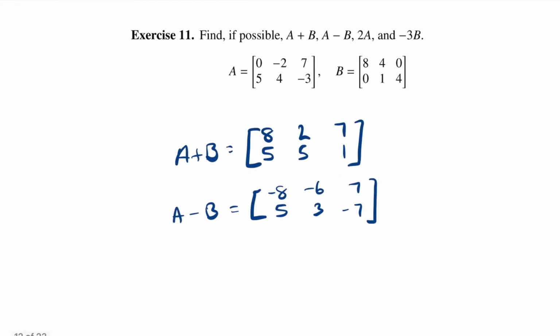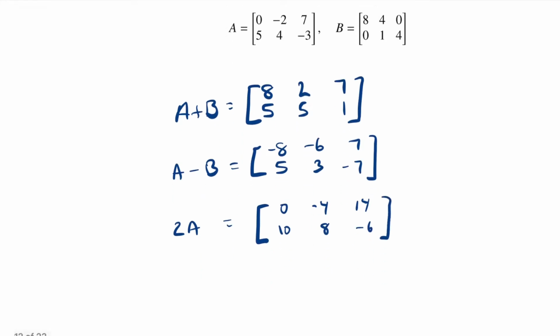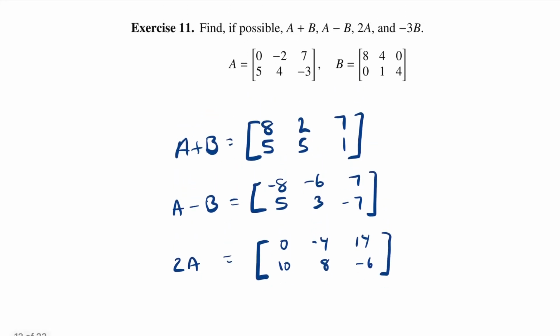All right, so let's do 2 times A. This time we're just going to multiply everything in matrix A by 2. So multiply each of the entries by 2, and you should get 0, negative 4, 14, 10, 8, negative 6. And the last one we'll skip, but you would multiply everything in this matrix by negative 3.